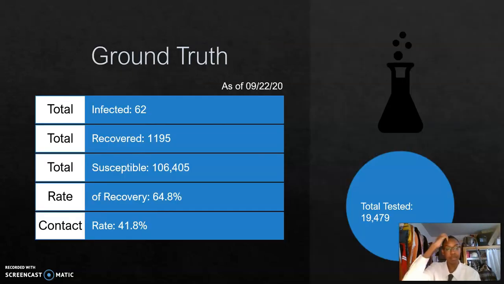And so then I have my ground truth, and this is the ground truth as of September 22nd. So there's 62 people who are currently active infected based on the total number of population of individuals who were tested, which is 19,479. You can see the recovery rate is 64.8%, and the contact rate is 41.8%.